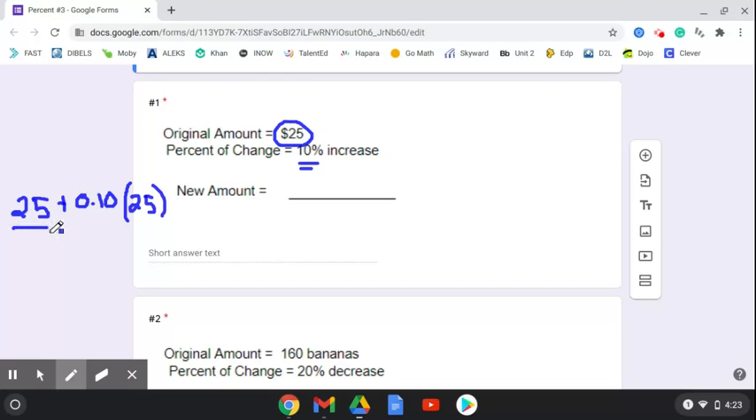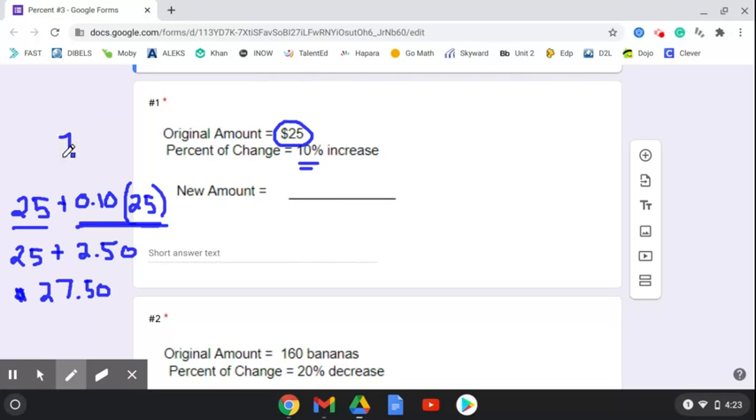So I'm paying $25 plus the 10% increase. And so as you can see here, I'm multiplying 0.10 times the original amount. This is going to give me the actual amount of change. And so put that in your calculator. 0.10 times 25, that gives you 2.5, which we know is $2.50. So it's $25 originally plus the 10% increase of $2.50. And if you add those together, 25 plus 2.50, of course, that is $27.50, right? $27.50 would be the new amount, okay?